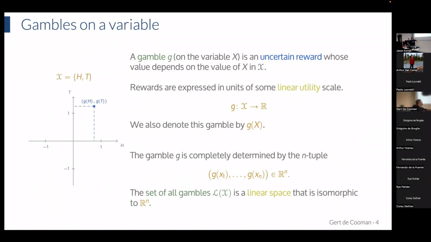And this means that the set of all the gambles, and I will denote that, it's a notation that I'll use often, L stands for linear. L(X) is the linear space of all the gambles. So it's the set of all the gambles. It's a linear space. Why? Because it's isomorphic to R^n. Each gamble is a point in R^n. I can add two points, I can multiply points with real numbers, so it's a linear space.